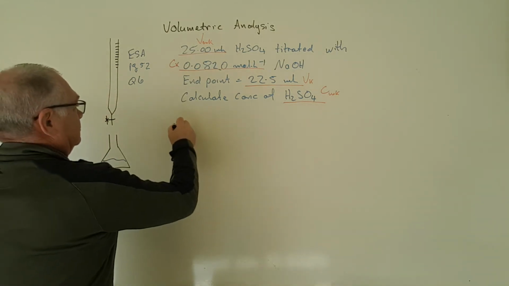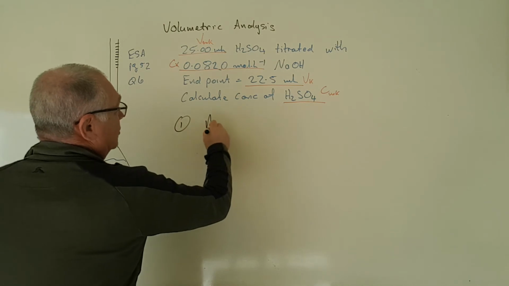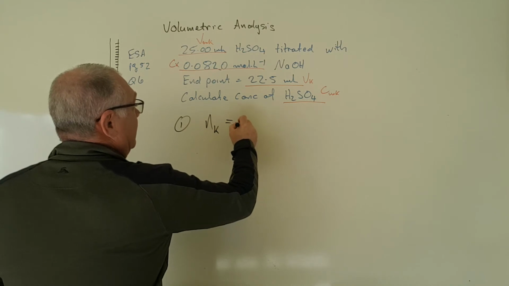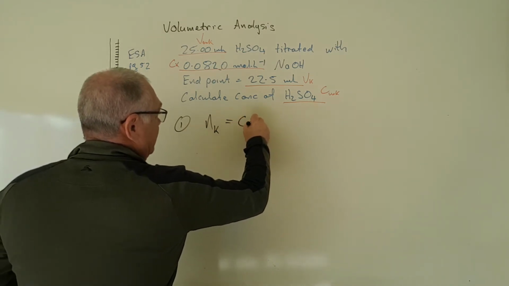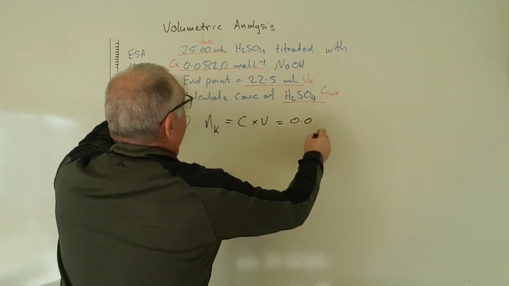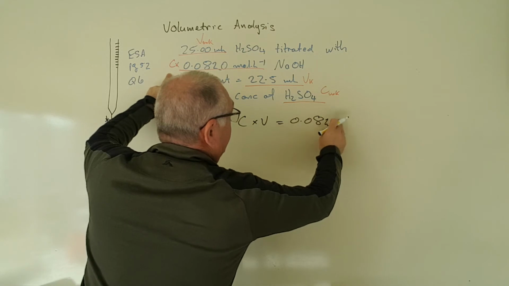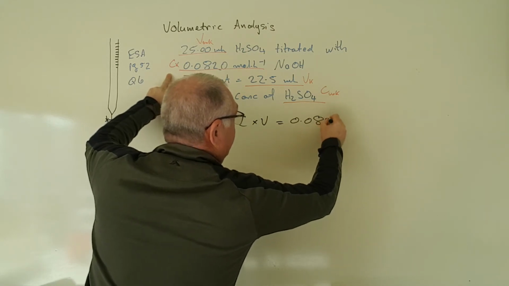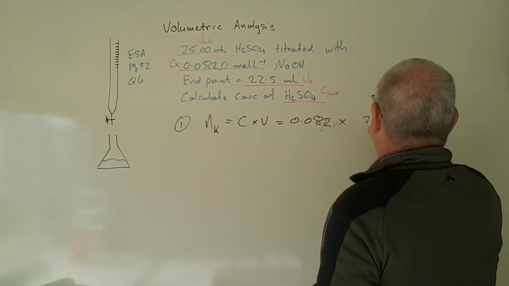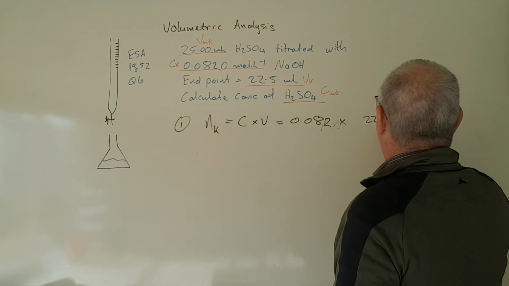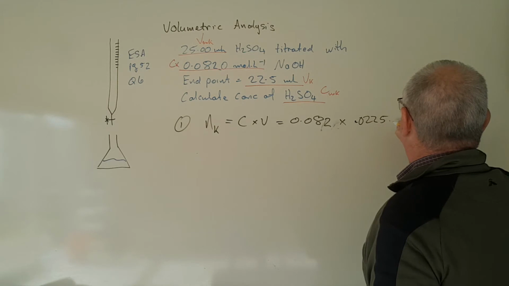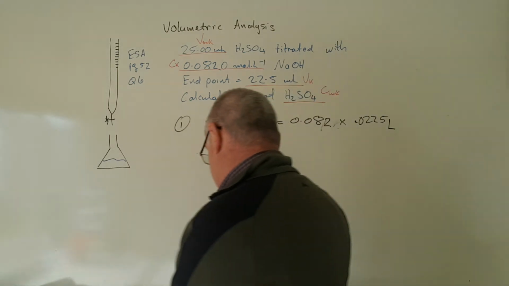So step 1 is to calculate the number of moles of the known. This is the sodium hydroxide. So we are told that the number of moles is the concentration times the volume. We're told that the concentration is 0.0820. Don't need to worry about the 0 on the end. And the volume is 22.5. I'm going to shift the decimal point along three places to change it into litres.